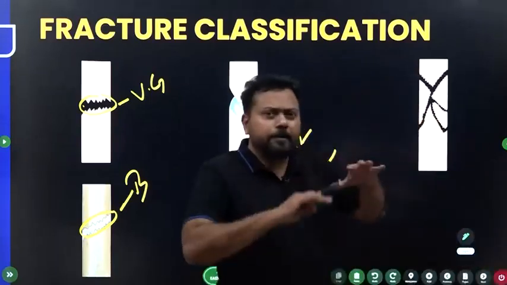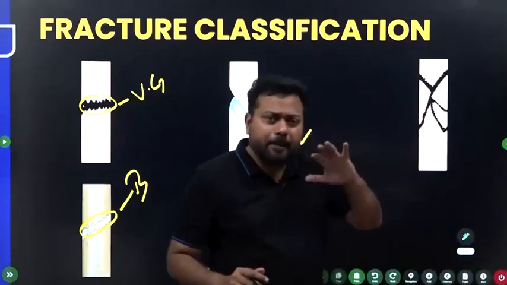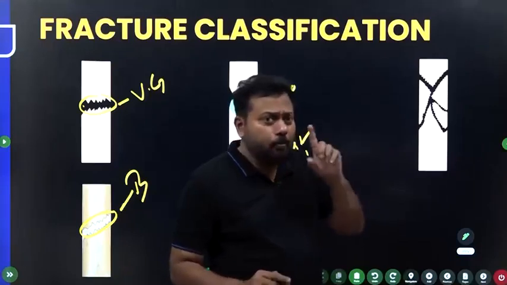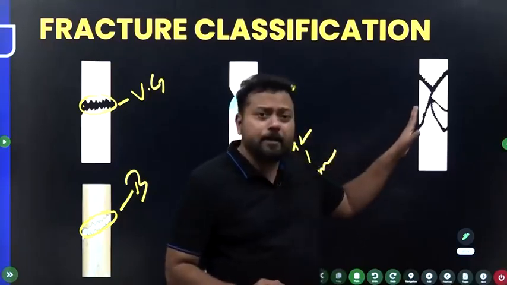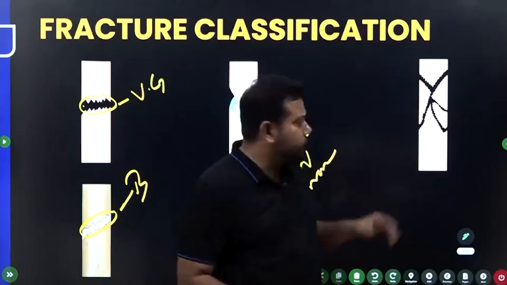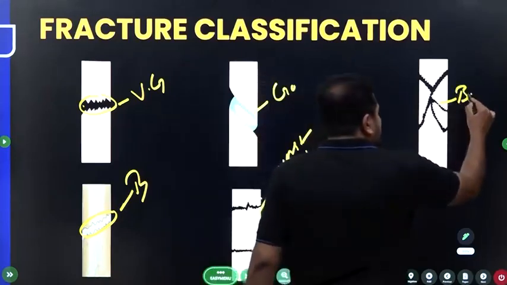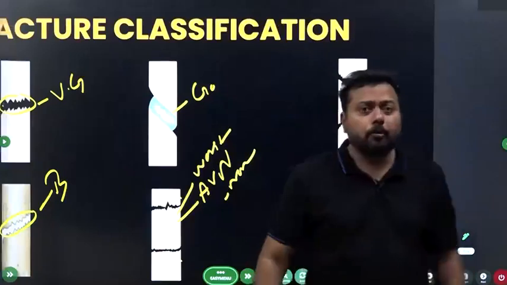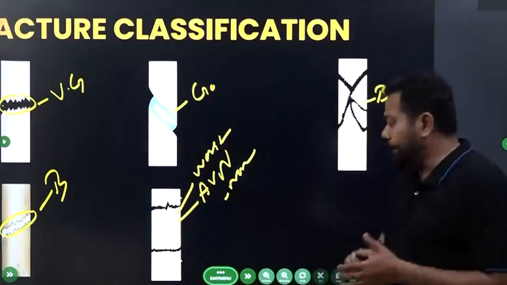Same thing, comminuted, shattered into many pieces. If you don't fix it properly, there is a high chance that this can go for non-union. So this again has a very bad prognosis. Okay, so dear friends, this is about typical fractures.